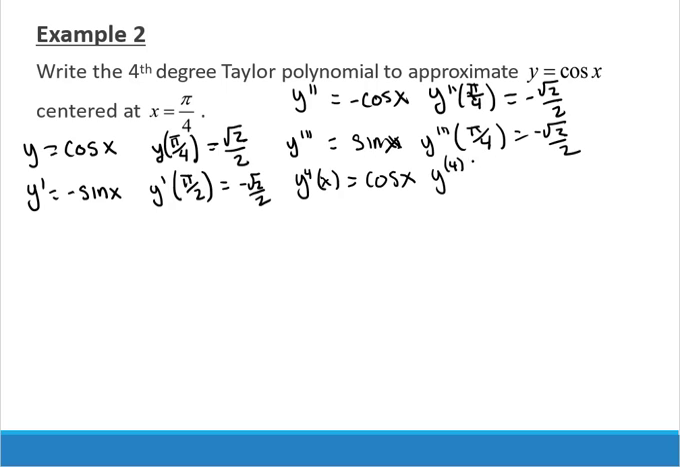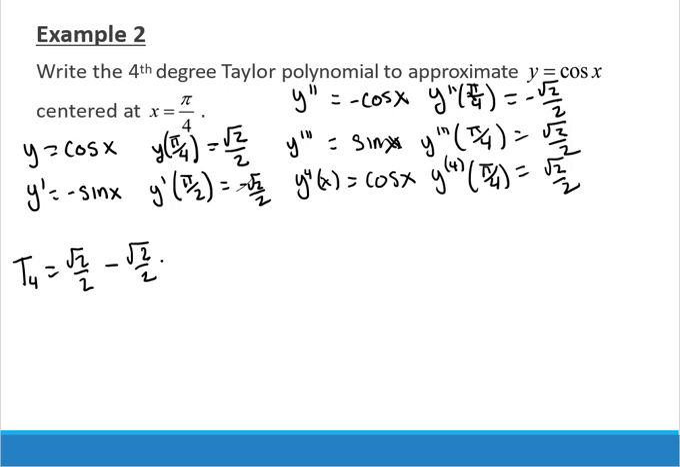Okay, so now I have my Taylor polynomial. You could have written a polynomial if you wanted. Take your initial value, and then the value of the first derivative, and that just so happens to be a negative, so I'm going to put a negative in there, x minus root 2 over 2 over 2 factorial. You're welcome to simplify that.